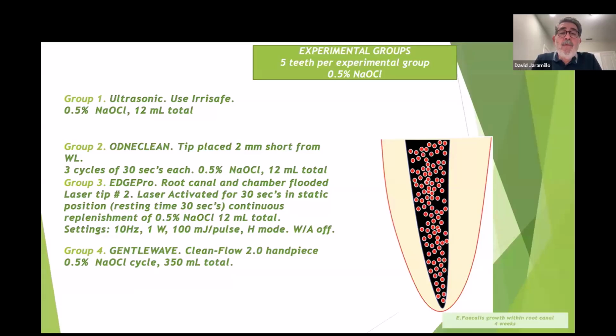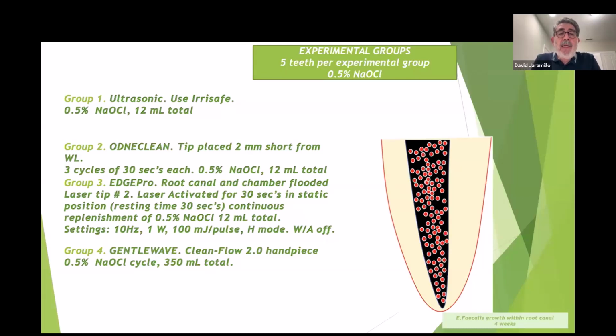So in group one, we use ultrasonic activated irrigation. We use 12 milliliters of irrigation in total. And during the 3 cycles, we replenish the solution 3 times. Then we inactivated the sodium hypochlorite with sodium thiosulfate, and we took our sample, our S2.